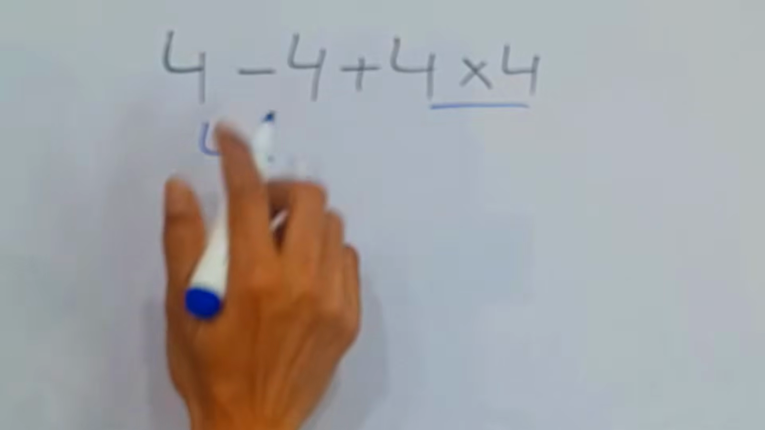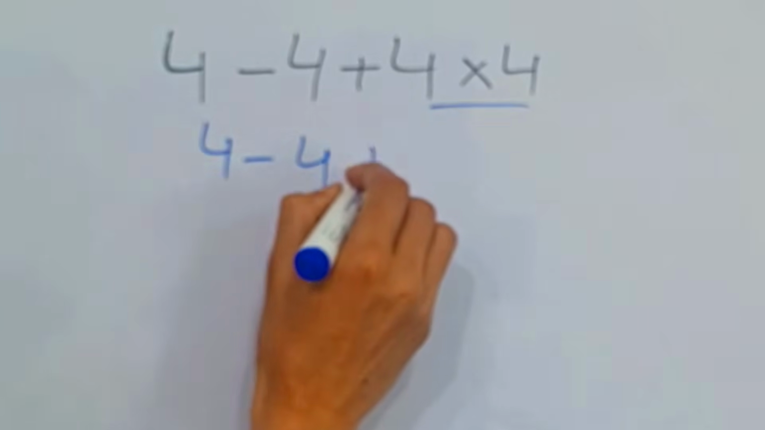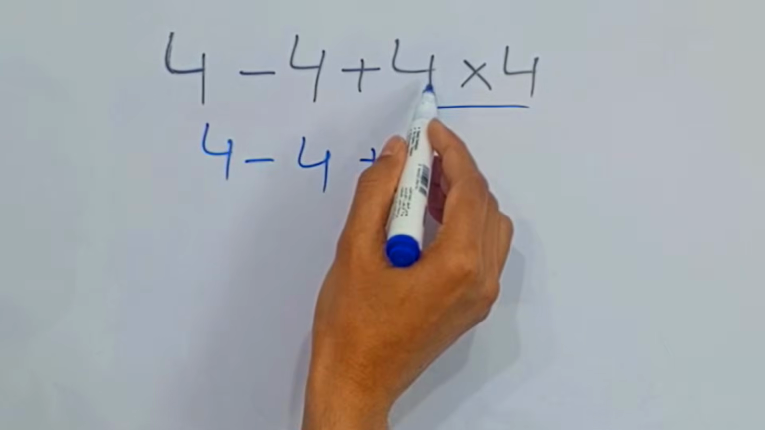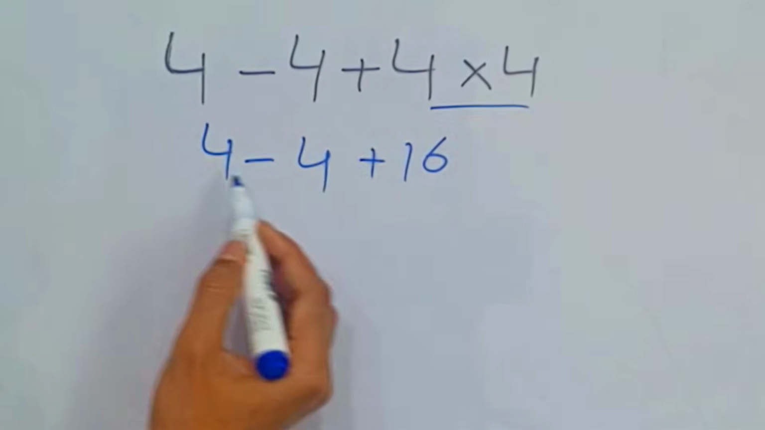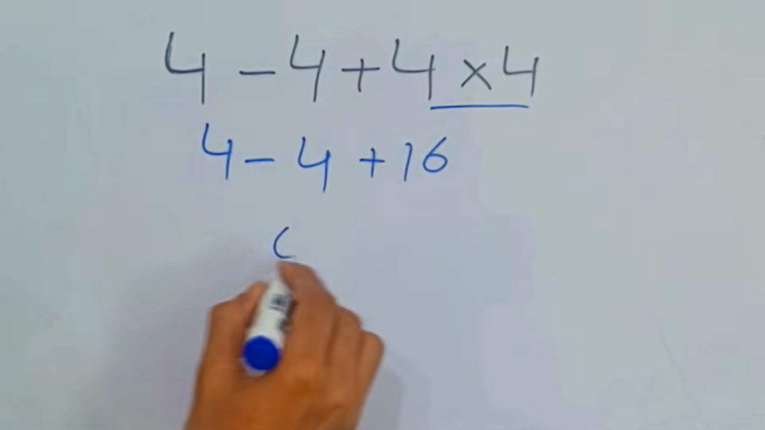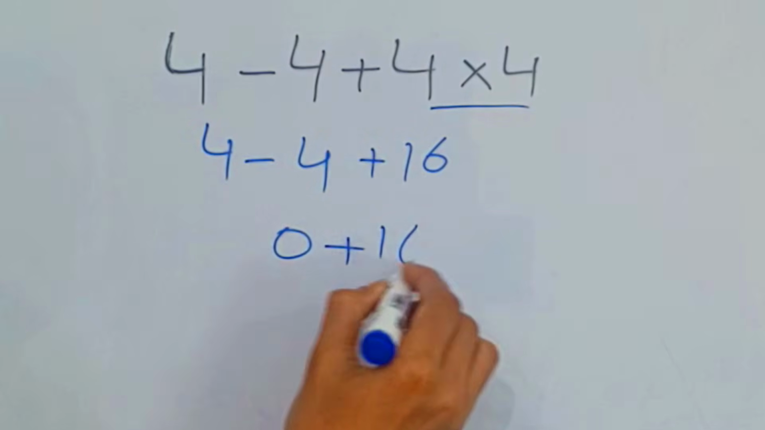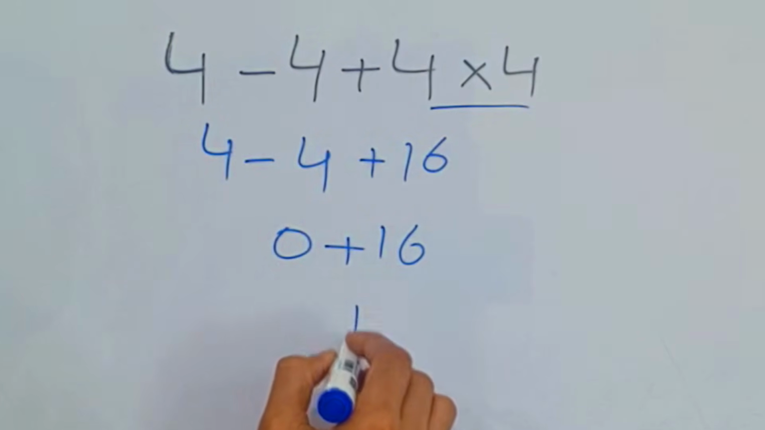Now let's solve this again. 4 minus 4 plus 4 times 4 equals 16. Now 4 minus 4 equals 0 plus 16, and 0 plus 16 equals 16.